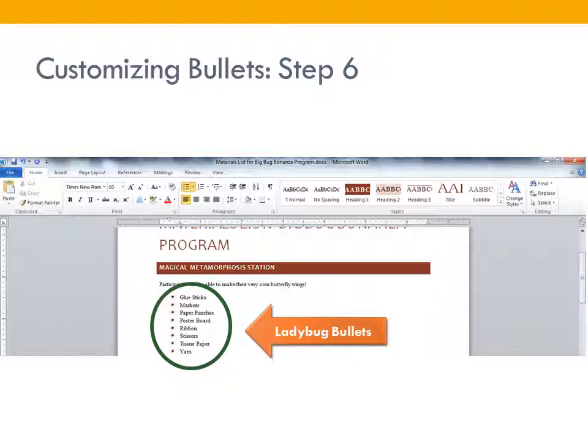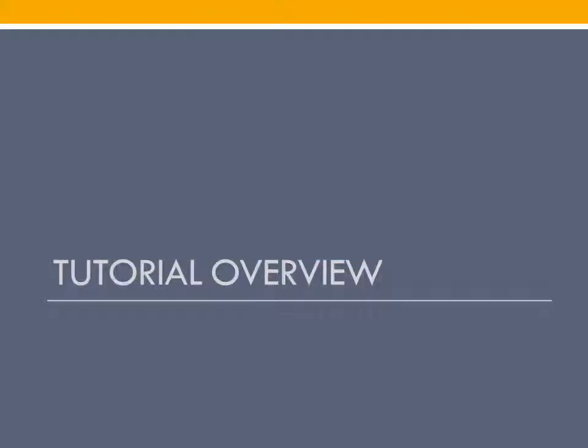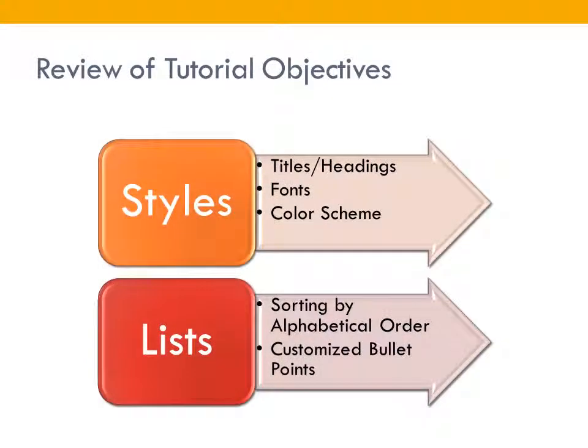When the image of the ladybug is double-clicked, the highlighted list bullet points automatically transform into ladybugs. I have circled this area and have an arrow to show what the area looks like after the transformation. This concludes the tutorial on creating polished lists using Microsoft Word 2010. Let's review what was covered during this session. Hopefully, by watching this tutorial, you will feel more confident in accomplishing the following using Microsoft Word 2010.